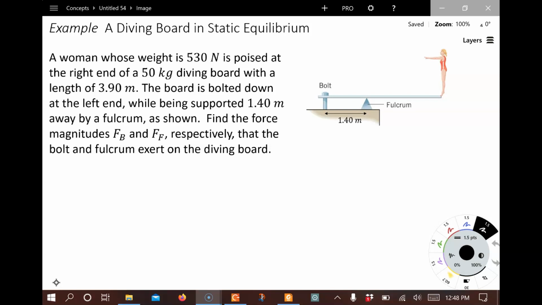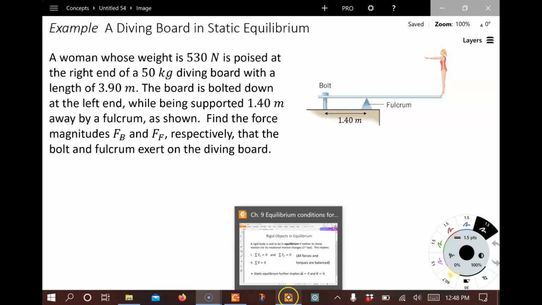The velocity, translational or linear, and the angular velocity, they're both zero, and this is therefore a case of static equilibrium. That means everything is balanced. All the torques are balanced, all the forces are balanced, and there's zero acceleration.